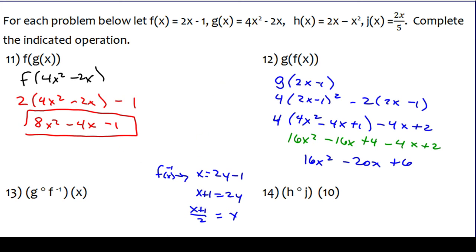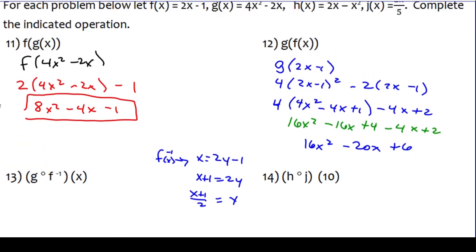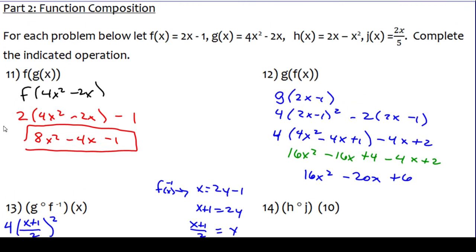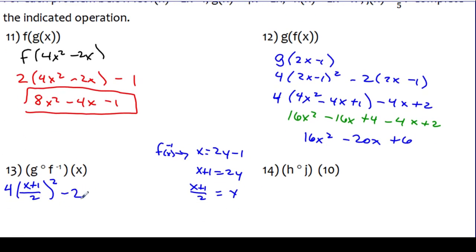Okay, so let's bring that down. So I'm going to say the g function says do 4 times, I'm plugging in f inverse now, so I'm going to plug this expression in, (x plus 1) over 2, squared. So that's going to be a little tricky. We'll talk about that in a second. Minus 2 times (x plus 1) over 2. Okay. So I need to deal with squaring a fraction.